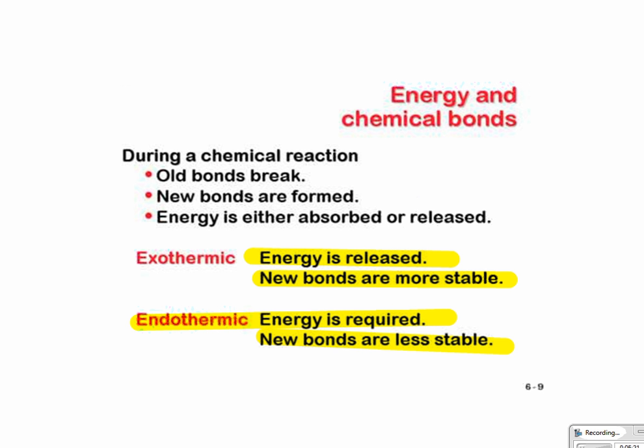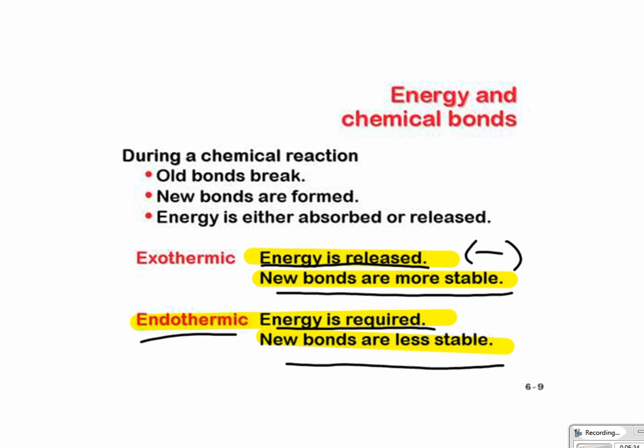In an exothermic reaction, energy is being released, associated with a negative sign. The bonds actually are more stable as well. In an endothermic reaction, energy is being absorbed. The new bonds would be less stable. Another key thing is to be able to spot it in a graph.